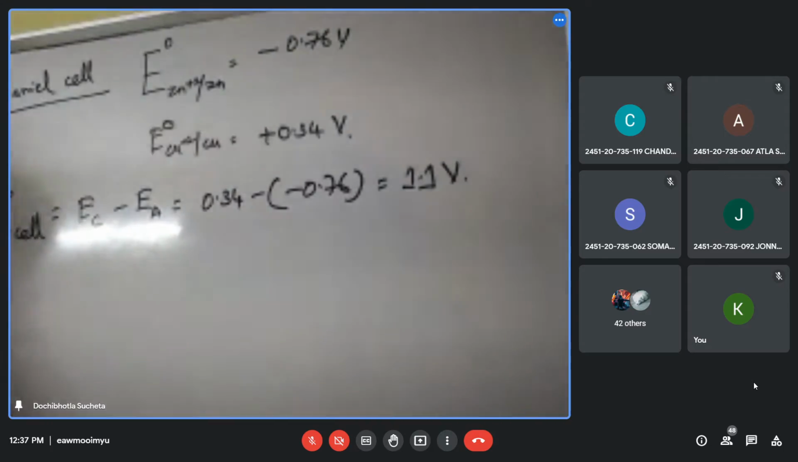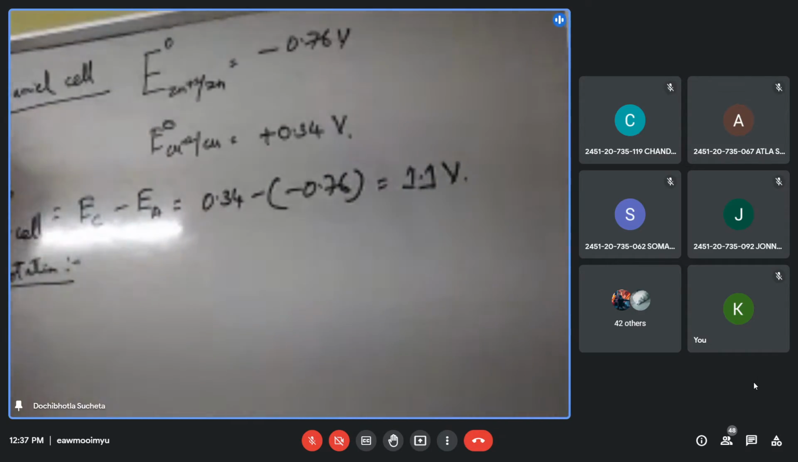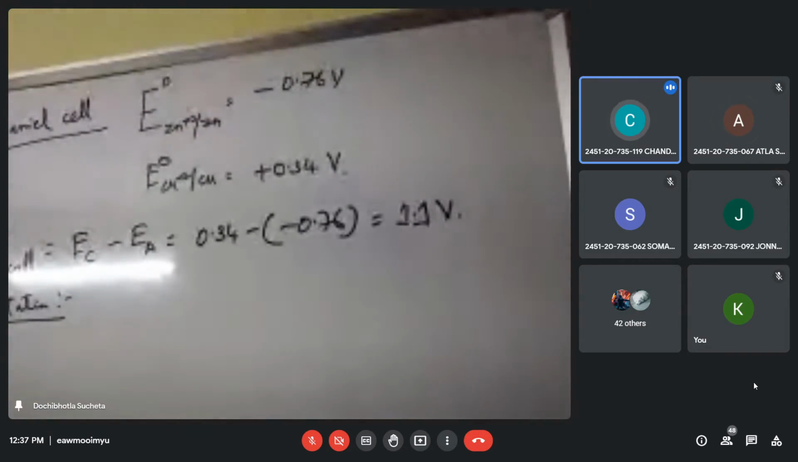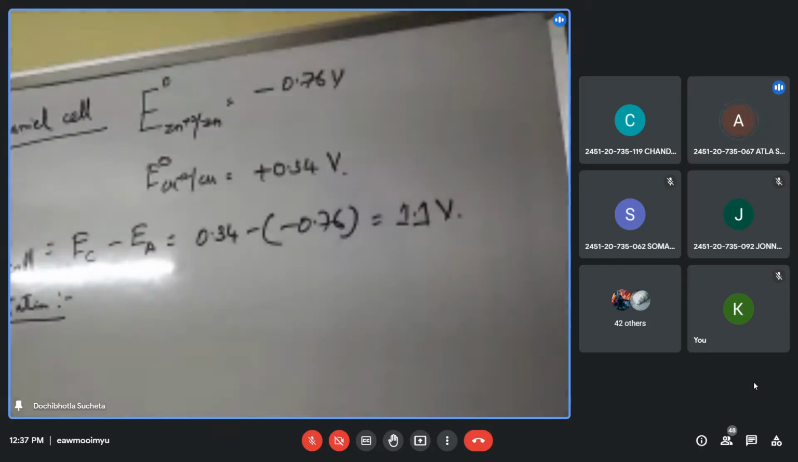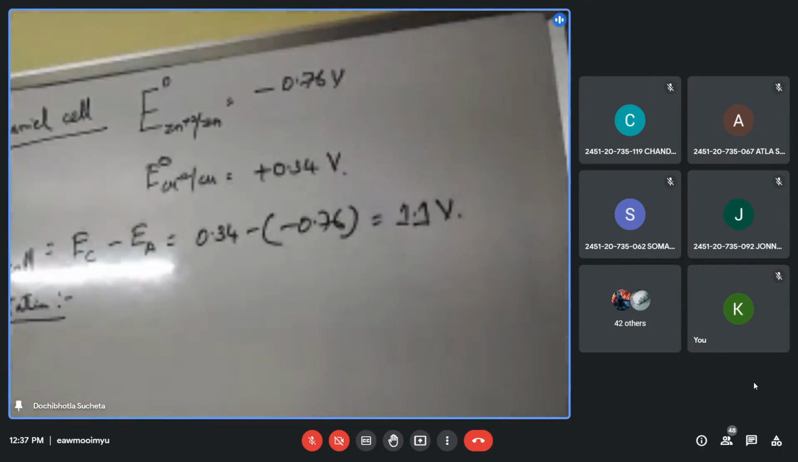Very easy. Now how to write the cell notation, which is anode and which is cathode? If SRP values are given, anode will be zinc and cathode will be copper. Whose SRP value is less is going to be the anode. Whose SRP value is more is going to act as the cathode.